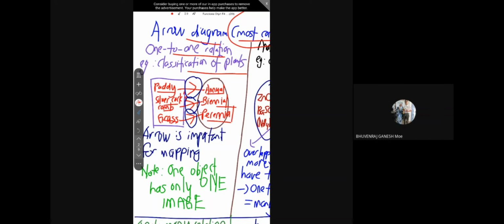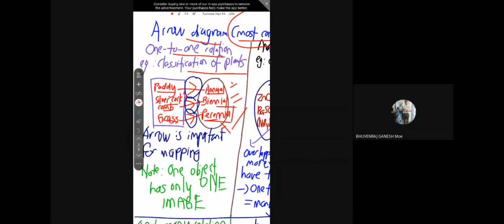So you can see where these arrows match to each other. Paddy can only be annual. You cannot say paddy can be biennial or perennial. That's out. So that's why we cannot put the arrow there. And then silver coxcomb is a fact. It can only be biennial plant. It cannot be annual or perennial. Grass also is a fact. It can only be perennial because it goes everywhere.